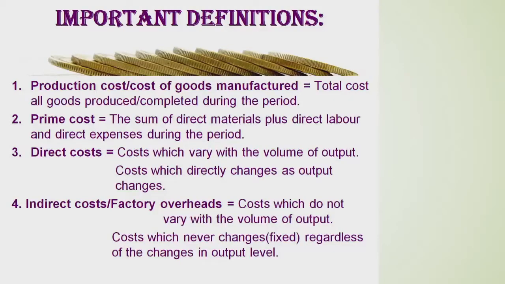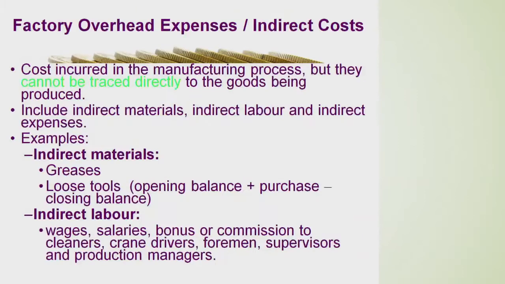But when we are talking about direct material, direct labor, direct expenses, they change according to the number of outputs you are going to produce. Okay? I explained indirect factory costs because they do not vary with the volume of output. They are fixed, I mean. Factory overheads, or indirect costs, are costs incurred in the manufacturing process, but they cannot be traced directly to the goods being produced.